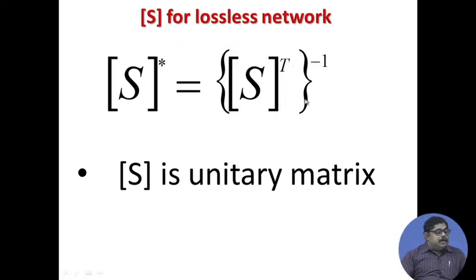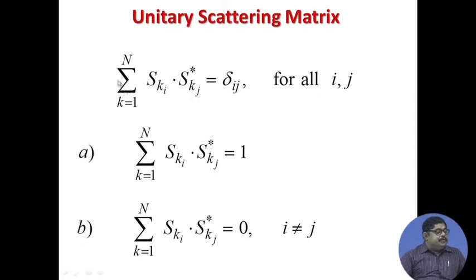Now, for any unitary matrix, the elements are related like this: Ski dot Skj star is delta ij, where this delta is the Kronecker delta. That means, when i equals j, this delta becomes 1. If i is not equal to j, delta becomes 0. Now, this can be broken into two parts. One is that Ski dot Ski star is equal to 1.